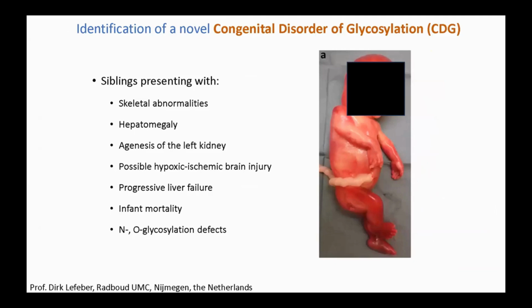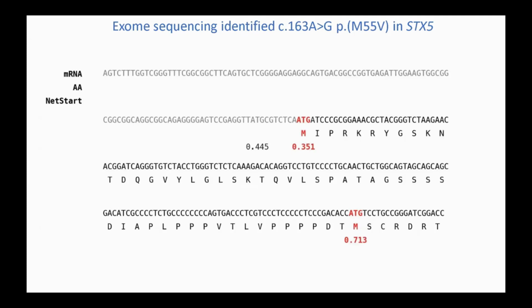So I was approached by a clinician who identified siblings with a severe genetic disorder called a congenital disorder of glycosylation. And that led to all sort of systemic abnormalities. So you see there's basically not an organ in these infants that is not affected, and they also passed away at very young age. So what we were interested in is why. So they did the deep sequencing, and then they identified a mutation in a snare protein. And this snare protein is called syntaxin 5.